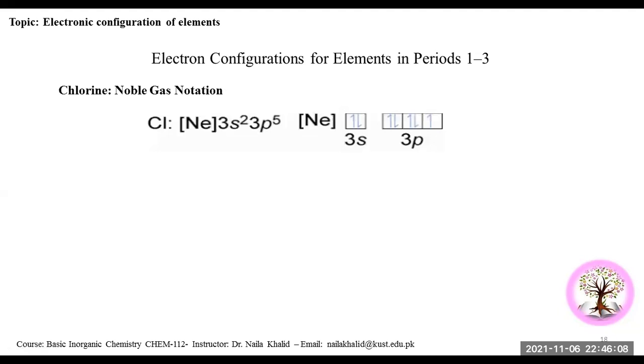You can also use another notation for electronic configuration, that is noble gas notation. The inner shell electronic configuration is represented by the noble gas enclosed in these brackets. You can say that chlorine, whose inner shell electronic configuration is similar to neon, can be written over here as neon, and then 3s2 and 3p5. This is the valence shell electronic configuration, and this is the inner shell electronic configuration, which is represented by the noble gas.